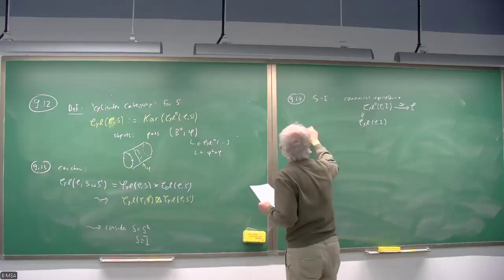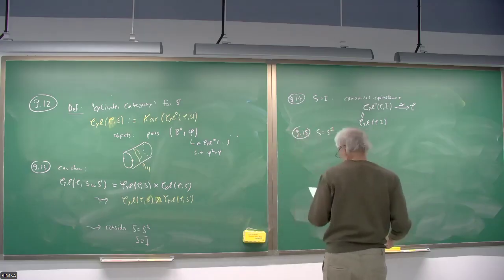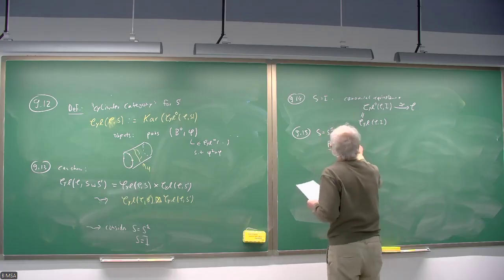In the case of the circle, things are more complicated. And as an input, one needs the following proposition due to Bakalov-Kirillov.